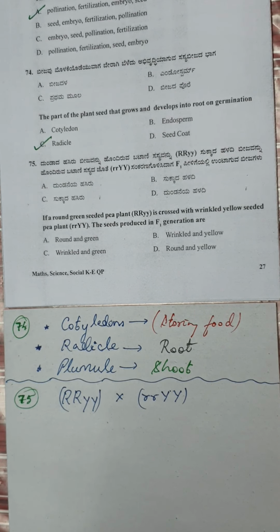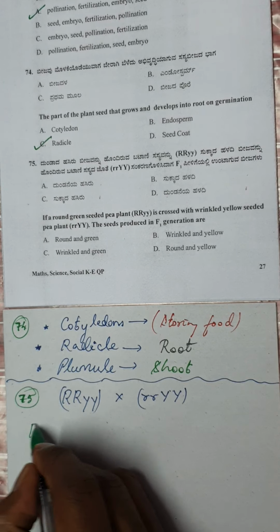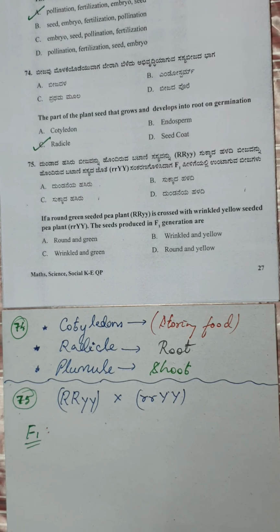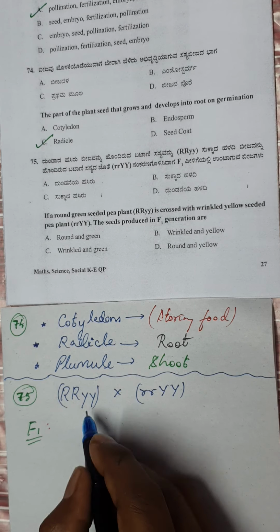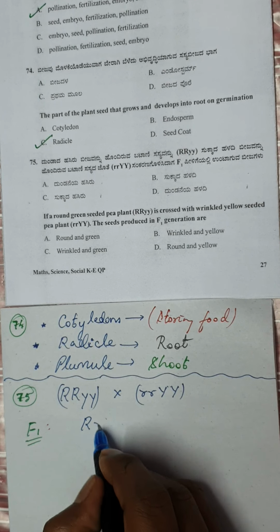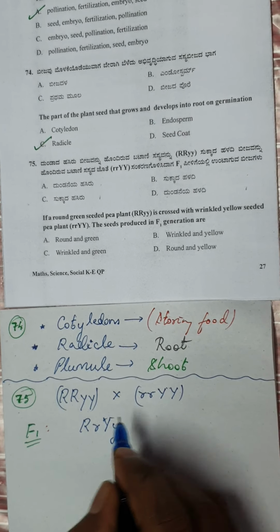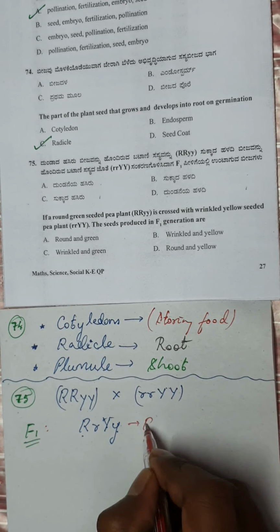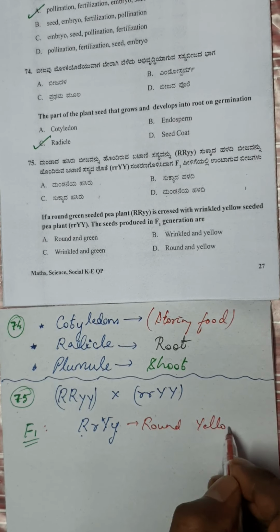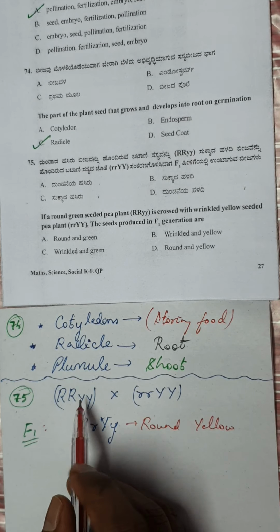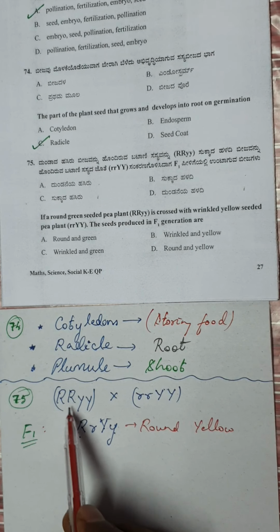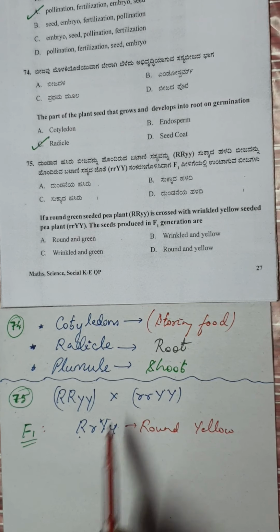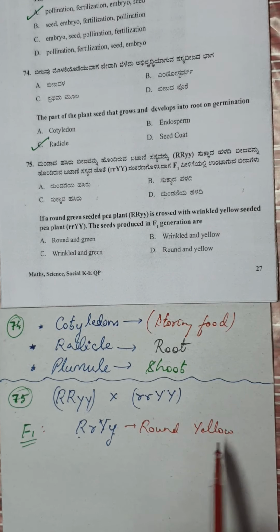When the crossing happens here, you will be in the first, F1 generation. Please note it down. In F1 generation, you actually know the process in detail. You will get Rr and Yy, that is nothing but round yellow seeded. We started with the round and green seeded pea plant, and the second one is wrinkled and yellow seeded. If they are crossed, in the first generation you will get round yellow seeds.